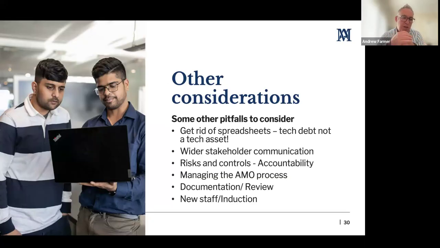Wider stakeholder communication. So for the people not in the process, the ability to provide some of this information to other stakeholders so they can see what's going wrong. We haven't talked that much about finance, but they're obviously a big stakeholder. Risk and controls and accountability. How do you make sure that you have the right control steps at the right places? Obviously, managing the AMO process and the documentation and review of the documentation that's being used in that process. That's what we're working on with them next.